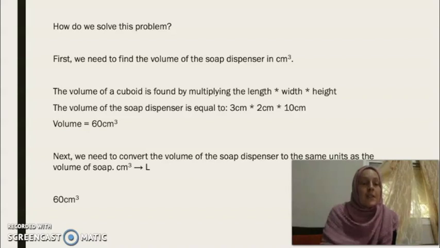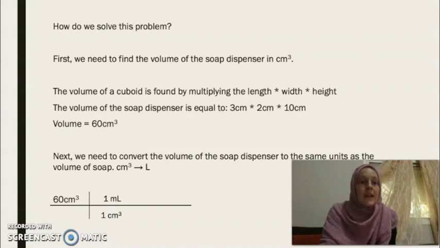So here's how we're going to do that. We're first going to take 60 centimeters cubed and convert that into milliliters. If you remember from science class, when we're converting from a solid to a liquid volume, we'll go from centimeters cubed to milliliters. So that's what we're doing here. We have a solid soap dispenser, we're filling it with a liquid, so we want to convert to milliliters. 1 milliliter is the same as 1 centimeter cubed.